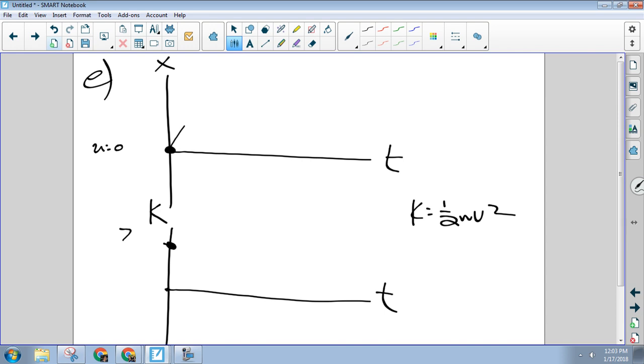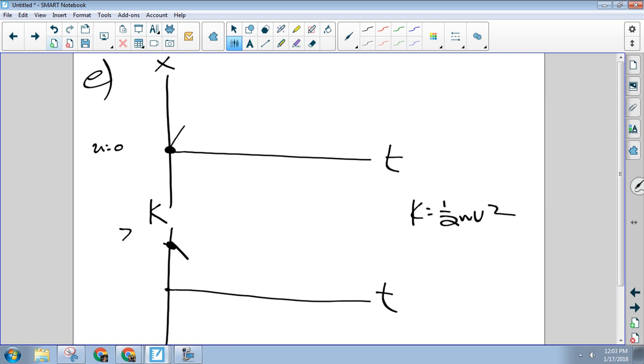So, as my position increases, doesn't that mean that my potential energy is going to increase? And as my potential energy increases, the kinetic energy has to decrease, right? So my graph has to start something like that. Okay? Everybody good? All right.